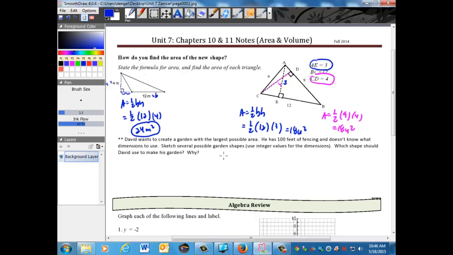All right, so if I draw a rectangle, and let's say that I went 40 by 40 by 10 by 10, that adds up to 100 as my perimeter, and area would equal 40 times 10, which is 400, and so that would be feet squared. So that would be one possible garden that I can draw.